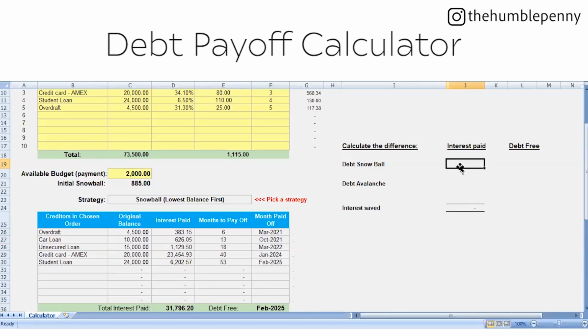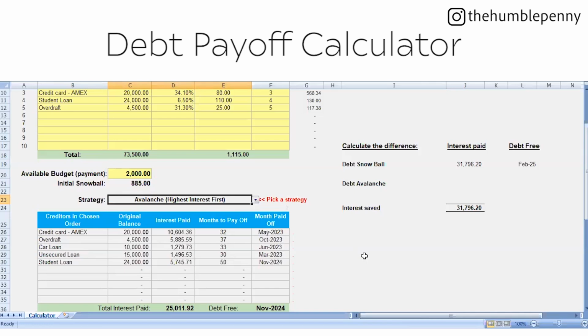Let's write that down here: 31,796. And they're debt-free in Feb 2025. You can see that? Okay, now let's compare that to the debt avalanche.